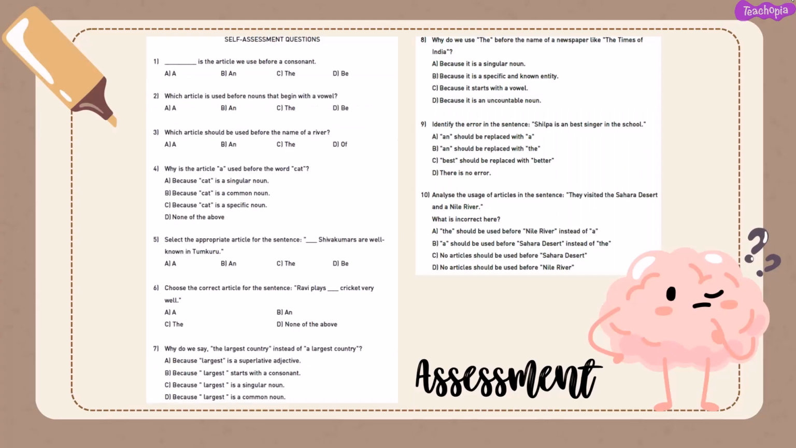Now comes the assessment part. The self-assessment questions are again 10 in number, each with 4 MCQ options. The learners have learned the usage of articles and their specific use throughout the module. That is being assessed here with objective answers. It's quite simple and easy for the learners to pull through.